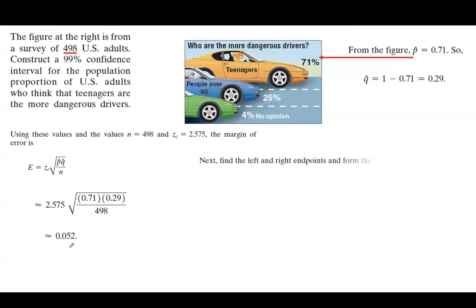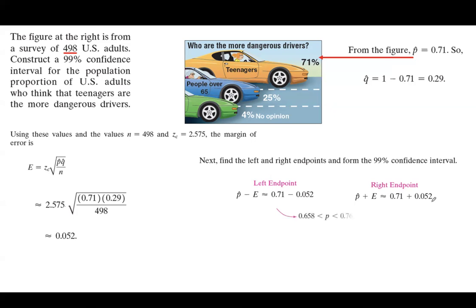Now let us find the left and right endpoints and form the 99% confidence interval. P hat minus E is about 71% minus the margin of error. P hat is 71% or 0.71. E, or the margin of error, is about 5%. This is your left endpoint. On the right-hand side, you have p hat plus E. P hat is 71% plus 0.052. Let us do a little bit of algebra. On the left side, we get 0.658. On the right, we get 0.762. What's the meaning of that?